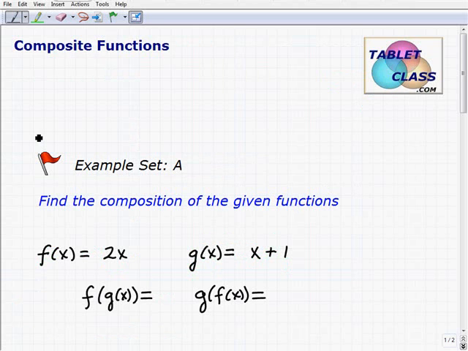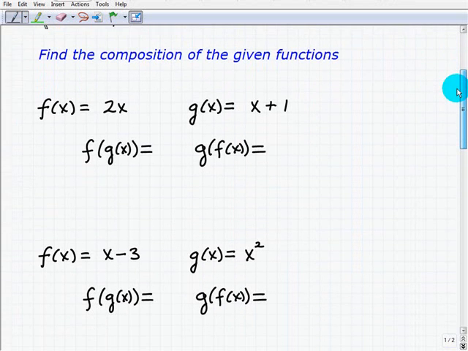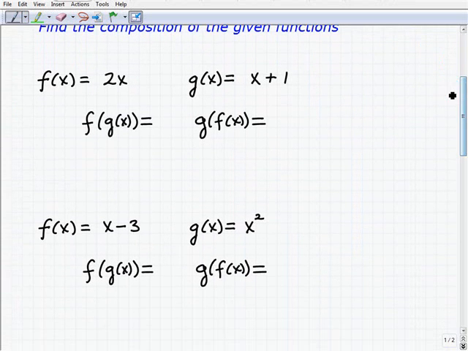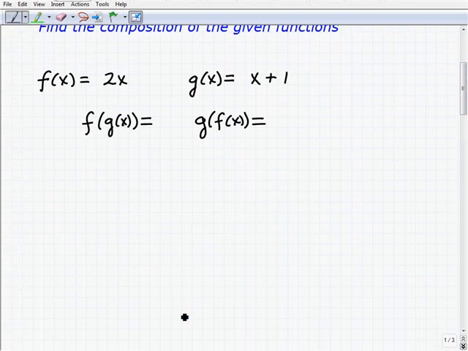This is our first example set A. And of course, as always, I hope you had a chance to watch the lesson, and I'm assuming you did, and you have a pretty good idea what a composite function is. What we want to do in these problems is find the composition of the given function. Everybody should have a basic clue what I'm talking about. If you don't, you want to go back and start at the lesson. That's my recommendation. But let's go ahead and continue to practice what we learned in the lesson.